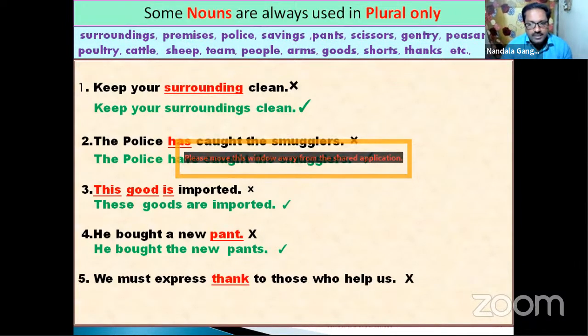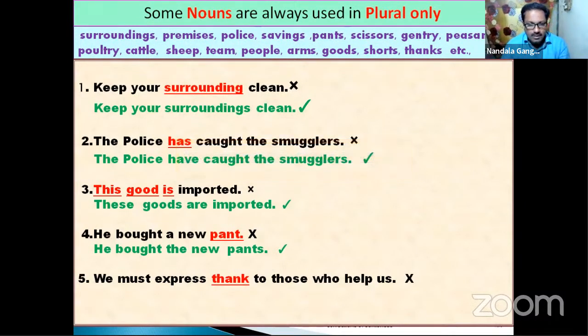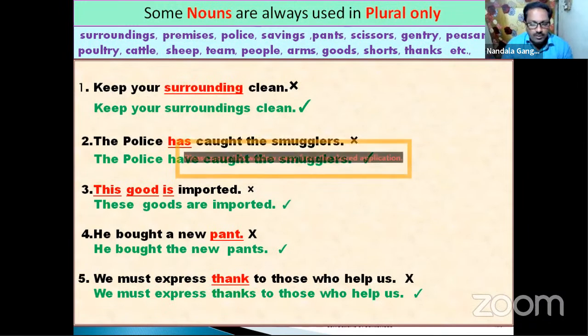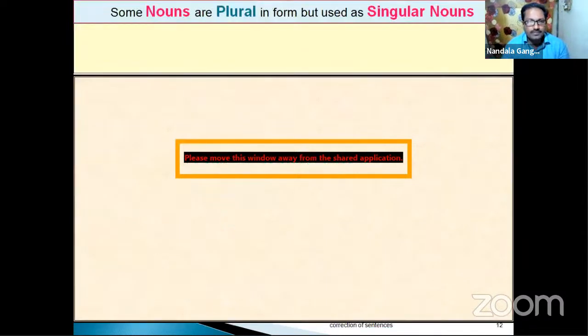We must express thank to those who help us. Here also, thank is never used in singular. There is no one thank, two thanks. We have to use thanks. We must express thanks to those who help us.